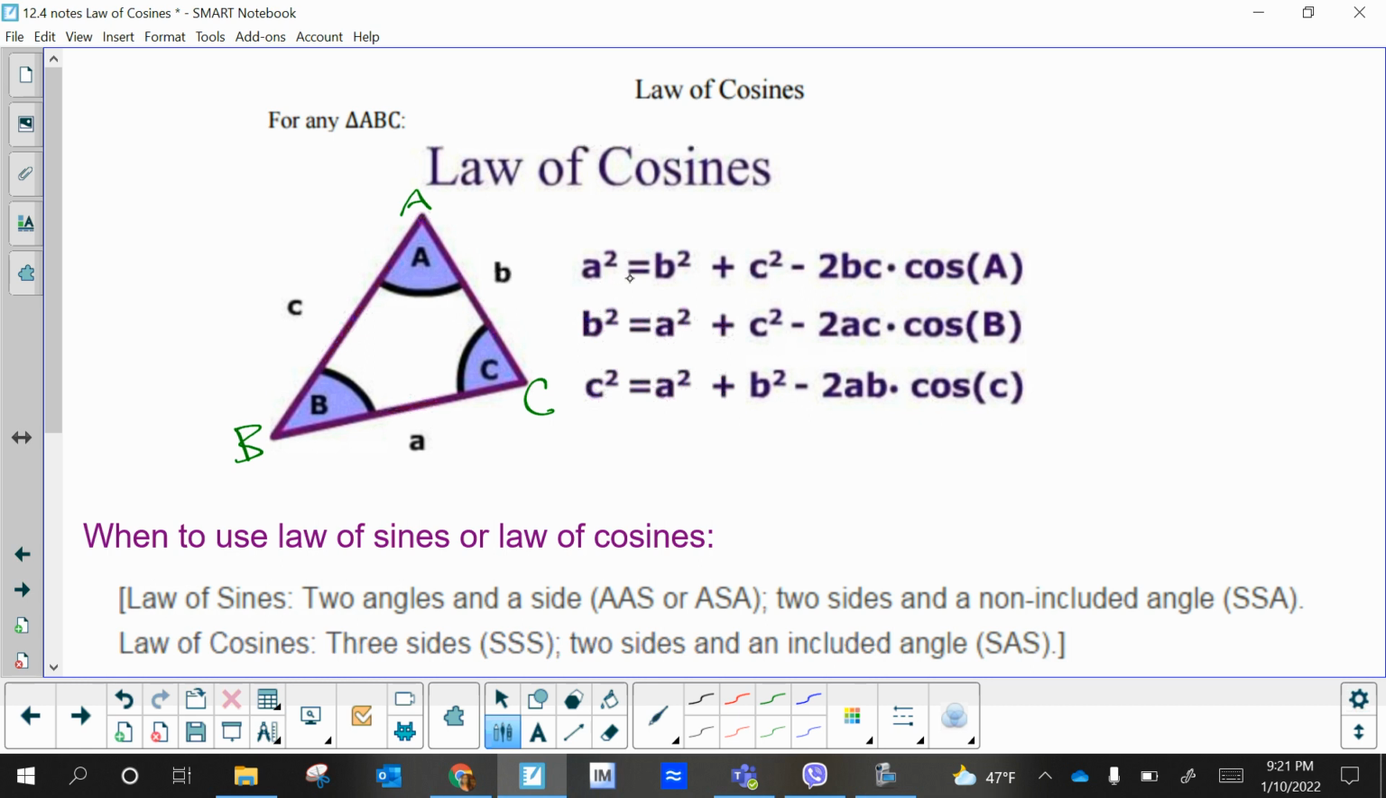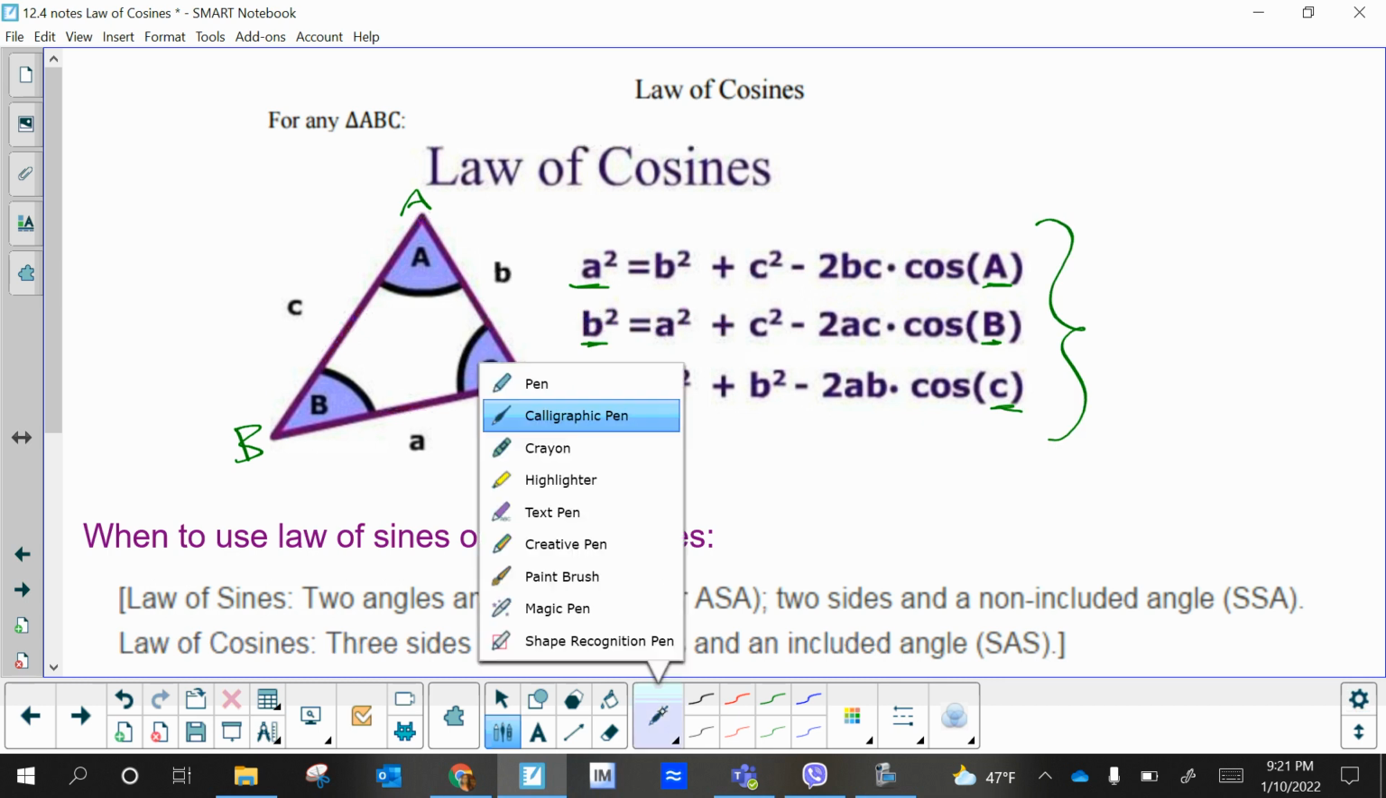So A squared equals, notice this A, whenever it starts off with A squared, these are BC, this is BC, and this is cosine of A. So this is B, so therefore that needs to be B. This is C, that needs to be C. All right, so this is the law of cosine formula. So let's practice using it.